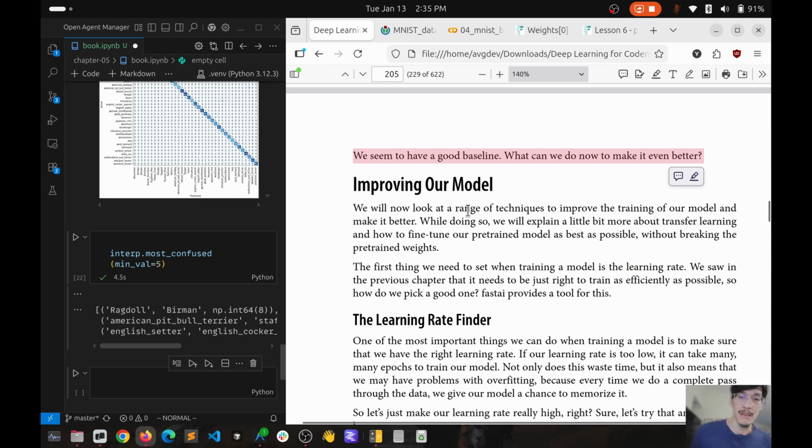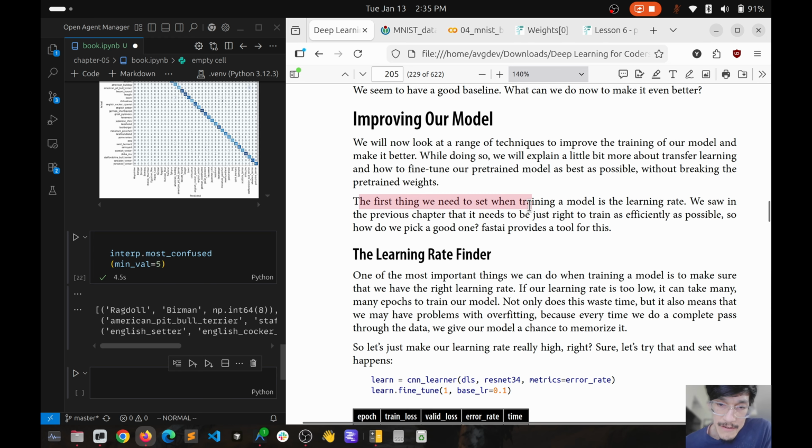Improving our model. We will now look at a range of techniques to improve the training of our model and make it better. Ooh, how exciting. While doing so, we will explain a little bit more about transfer learning and how to fine-tune our pre-trained model as best as possible without breaking the pre-trained weights. The first thing we need to set when training a model is the learning rate. We saw in the previous chapter that it needs to be just right to train as efficiently as possible. So how do we pick a good one? FastAI provides a tool for this.